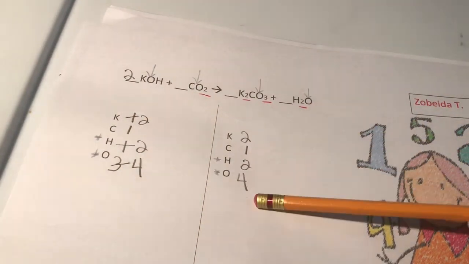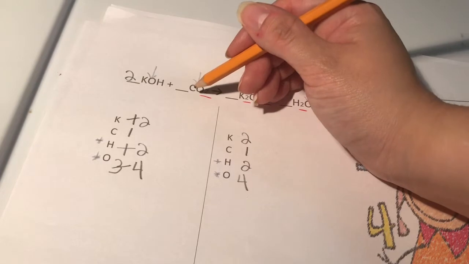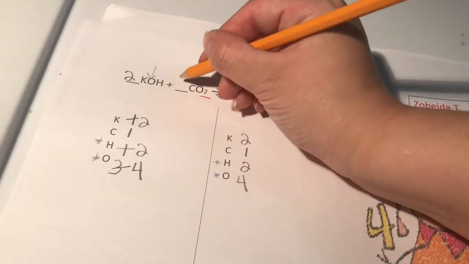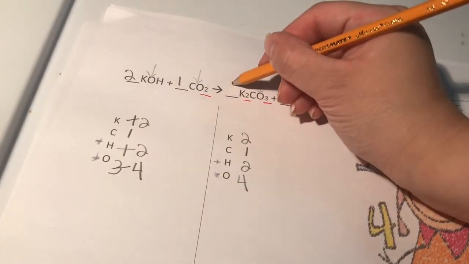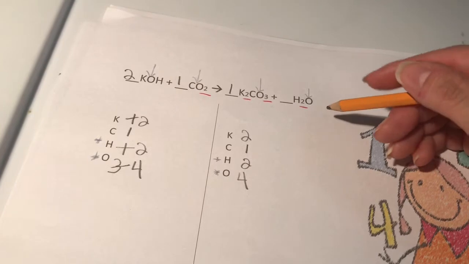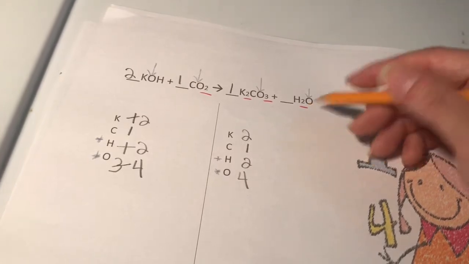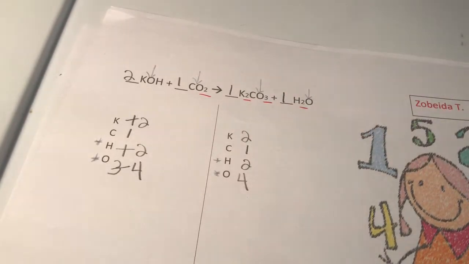If you feel it's going a little too fast, just take a pause. We have 2, 1, 2, 4, and as you can see, everything is now matching up. Remember, you're always writing in your coefficients and multiplying. If you don't see a coefficient, like here on the carbon dioxide, we can assume that the subscript for carbon is 1 because there isn't a number there, but it's there. So it's 1 times 1, which is 1 carbon, and 1 times 2, which is 2 oxygen. Just take it slow.